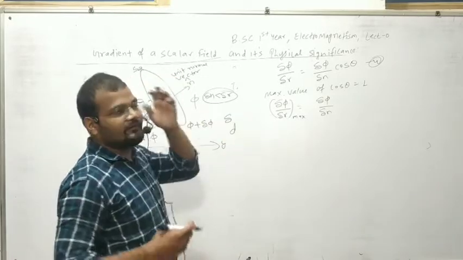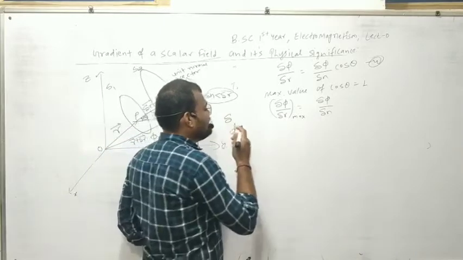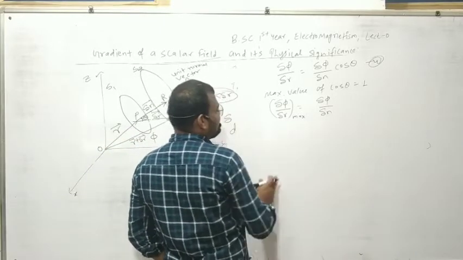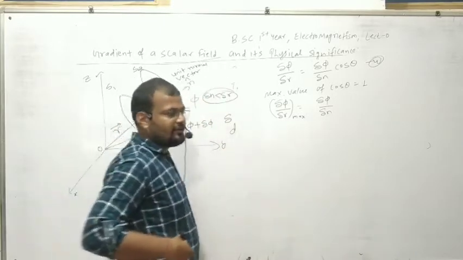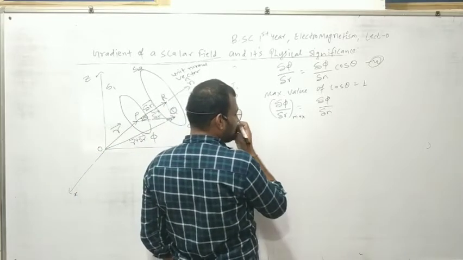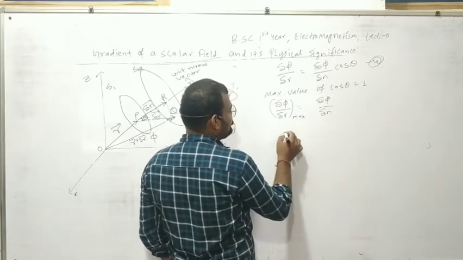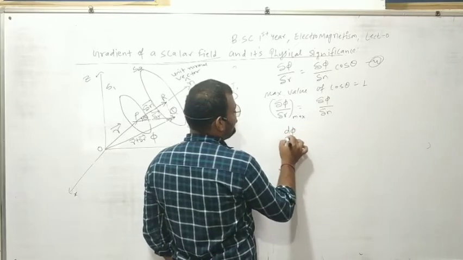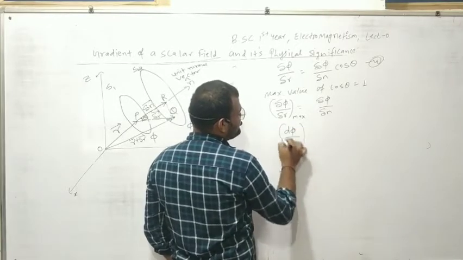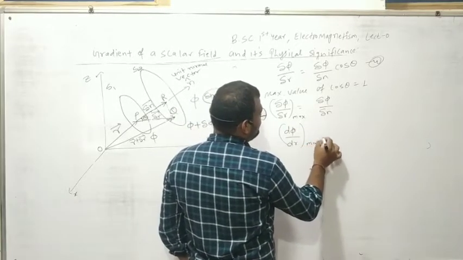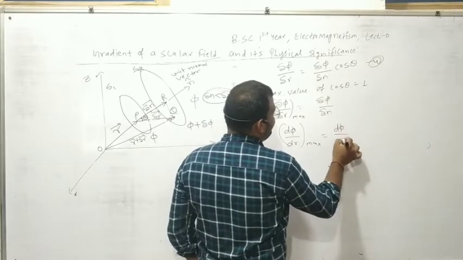So here what am I doing? I am doing complete differentiation. Okay. I am changing this equation into complete. So this will be d phi over dr maximum equal to d phi over dn.